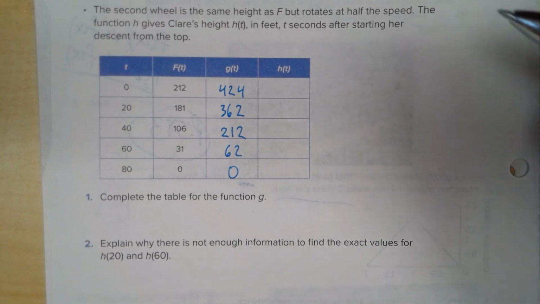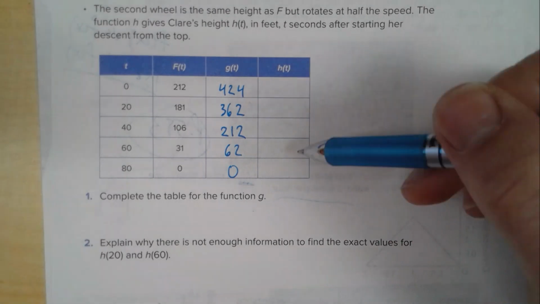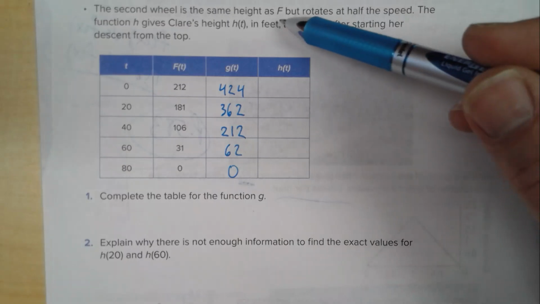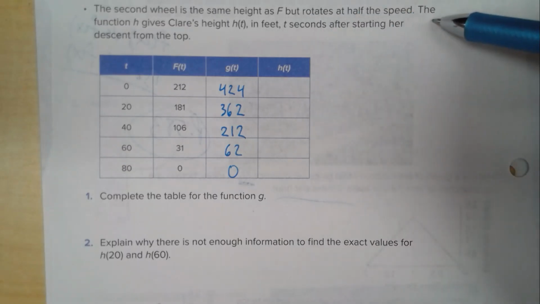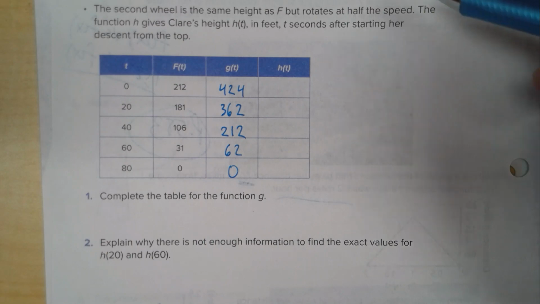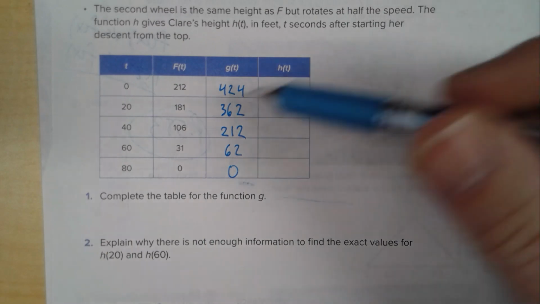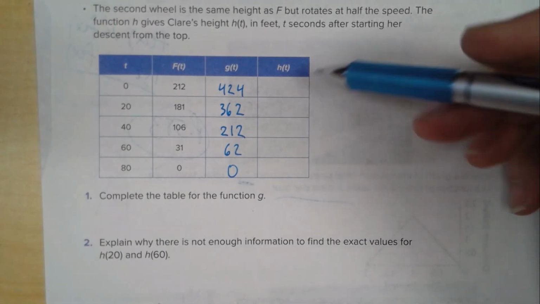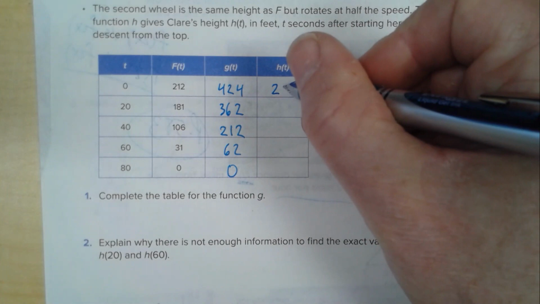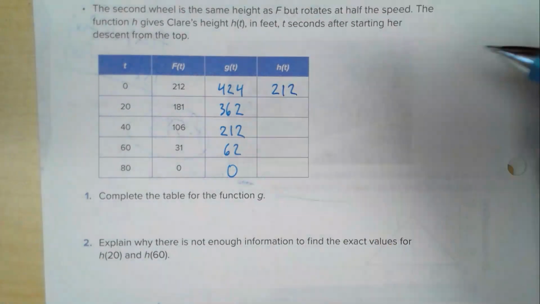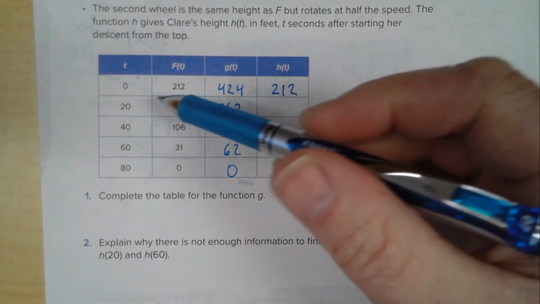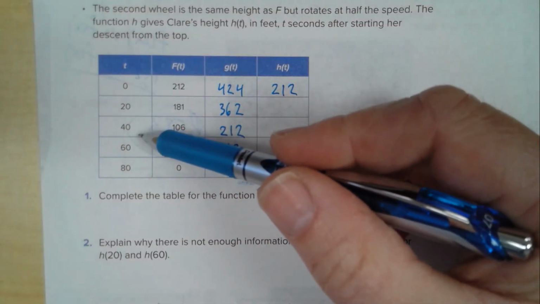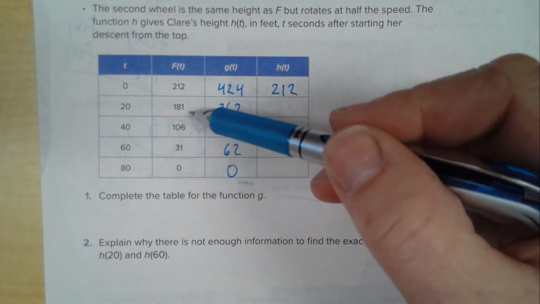Now we want to make a second Ferris wheel, h of t, and the second Ferris wheel is the same height, but it rotates half the speed. Okay, so it's half the speed. So at 0, it's still going to be at 212, right? Because that's your starting amount. So that's the same. At 40 seconds, that's where it's going to be where it was at 20 seconds.